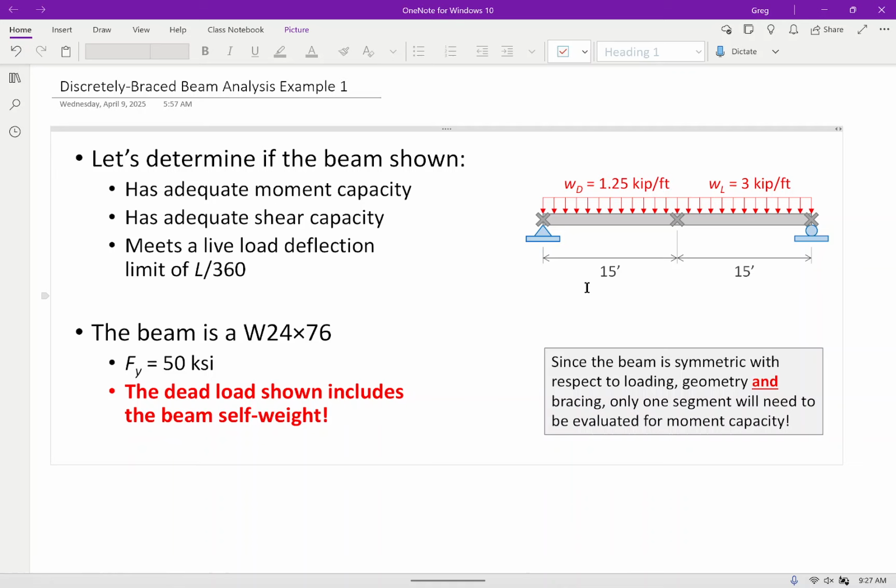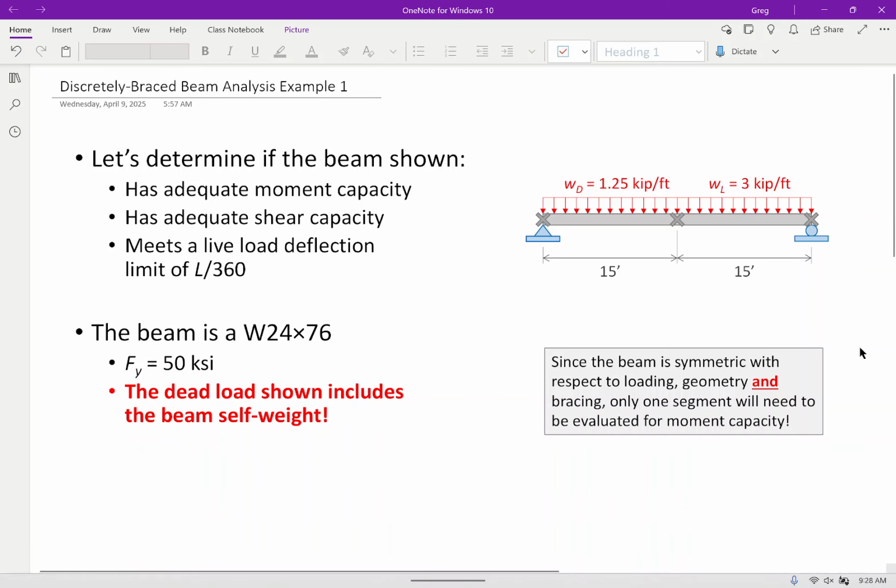All right, first thing I want to talk about is this little note right here. Let me read this out. It says, since the beam is symmetric with respect to the loading, geometry, and bracing, only one segment will need to be evaluated for moment capacity. So what do I mean by that? Let's discuss that a little bit.